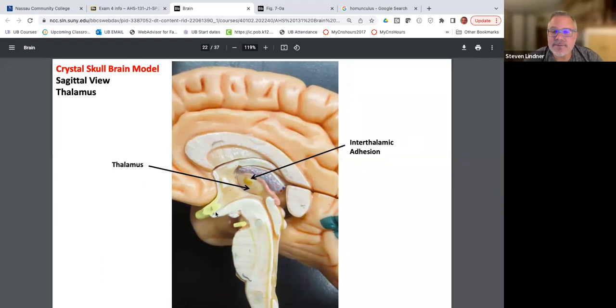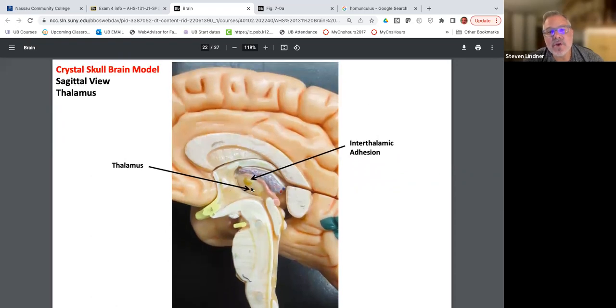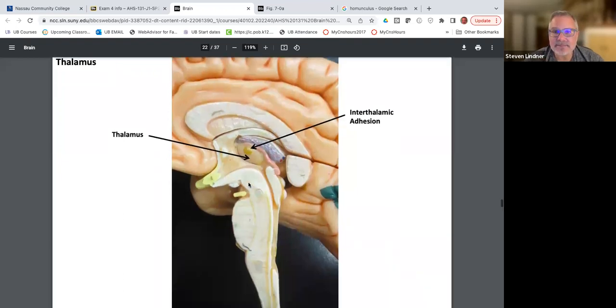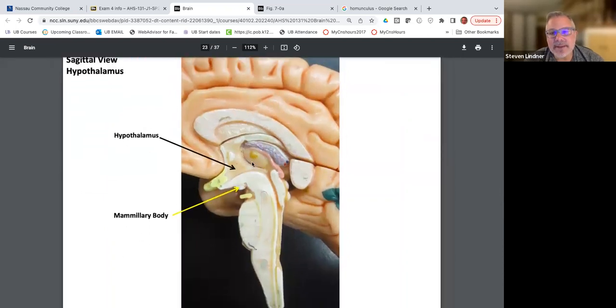So all sensory information is going to find its way up the spinal cord, up the brain stem, right here into the thalamus. And the thalamus is a relay that knows exactly where to send the sensory information in the post-central gyrus. It's the relay for all sensory input, except for the sense of smell. So this is the thalamus.